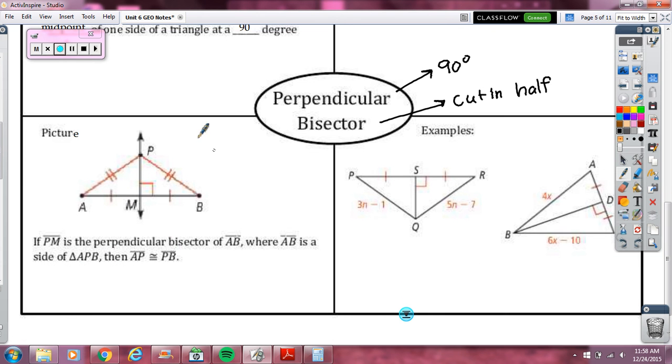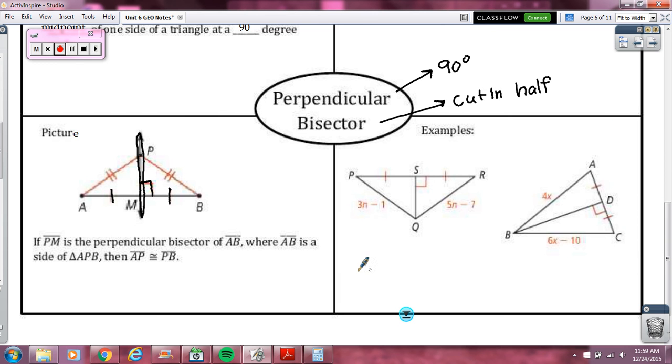Here's a nice lovely picture. You'll notice that a perpendicular bisector, which is this line PM, when it cuts the AB in half and makes a 90-degree angle, we also get 2 congruent triangles by side, angle, side. So PB and AP will be the same as well. And that's going to help us solve our 2 questions down here.